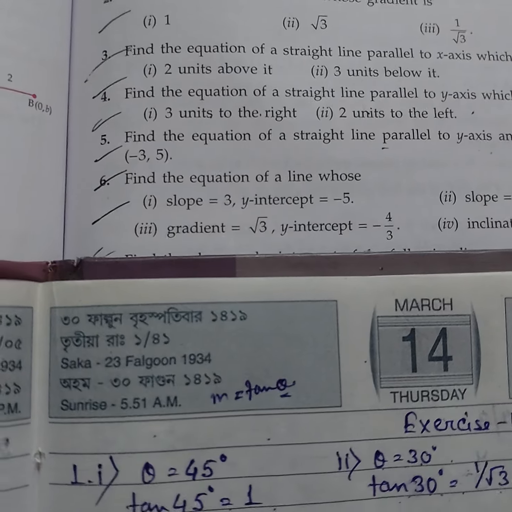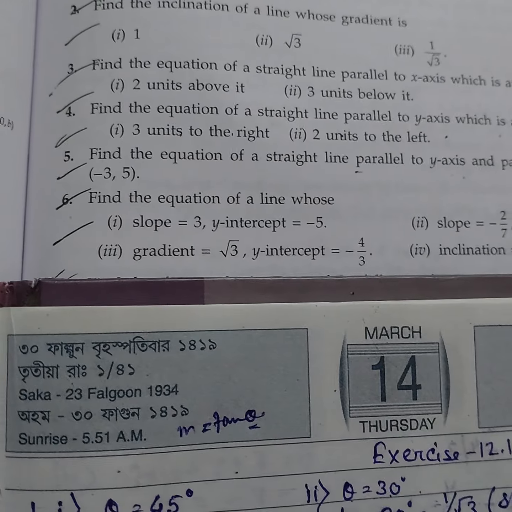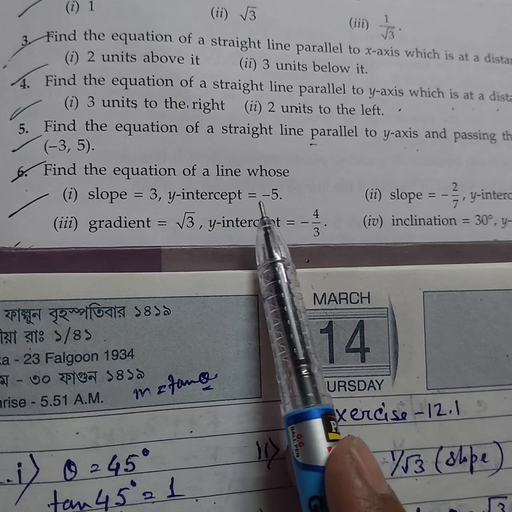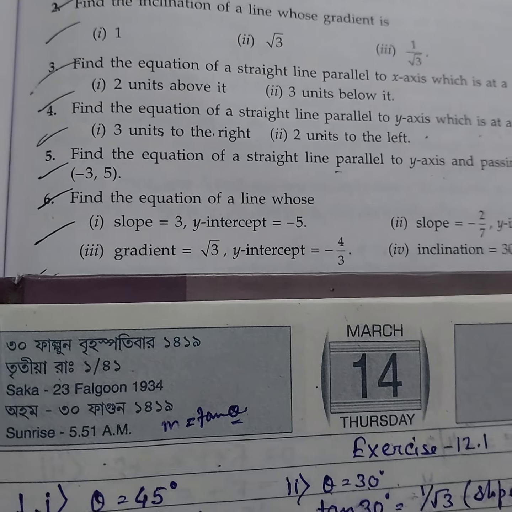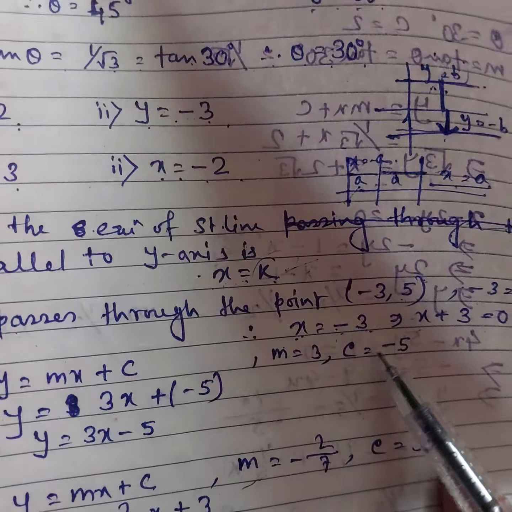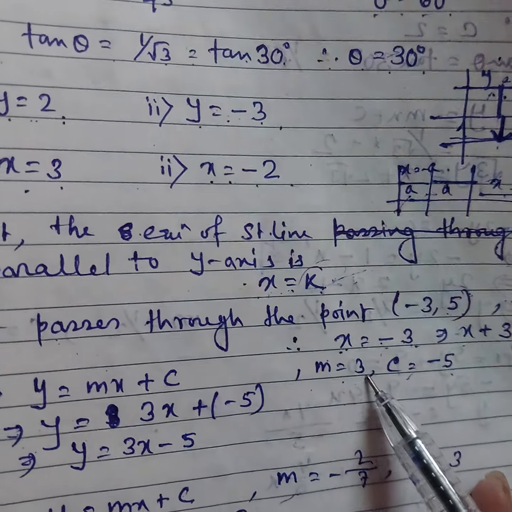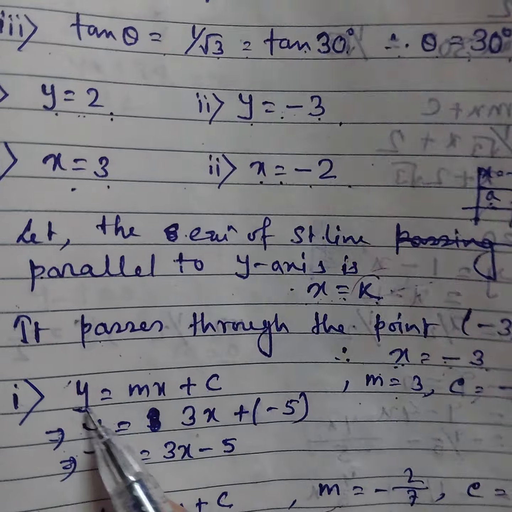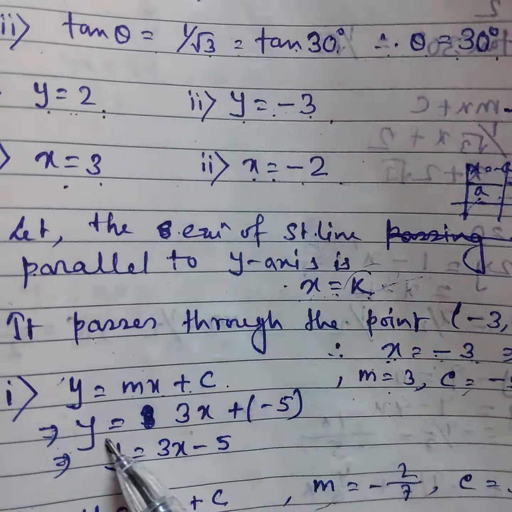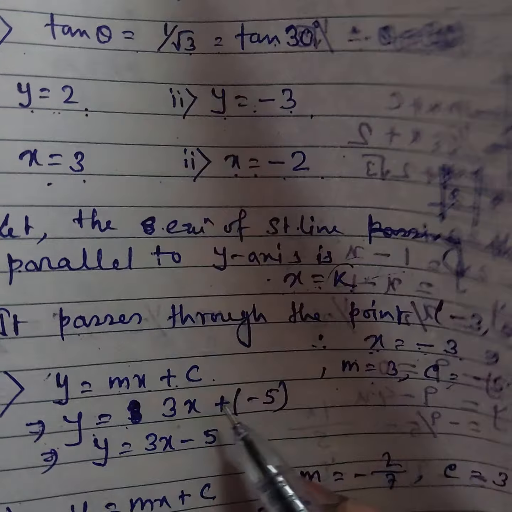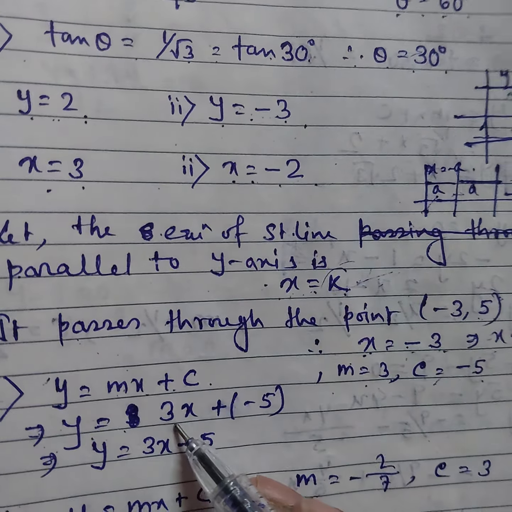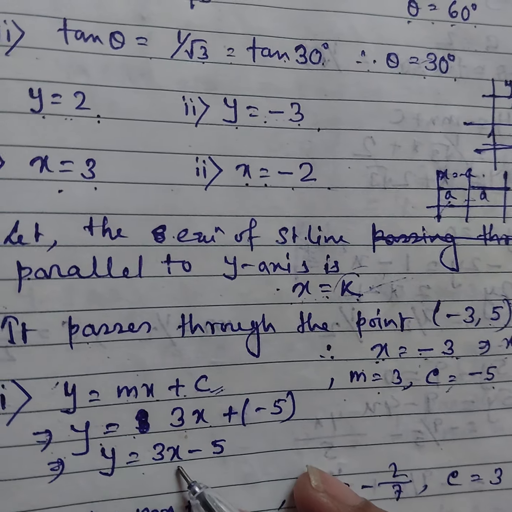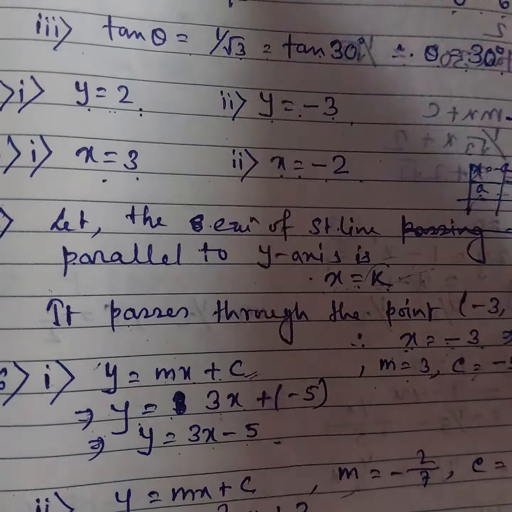Come to the next sum. The next sum is sum number 6(1). The equation of the line whose slope is 3 and y-intercept is equal to minus 5. Y-intercept means c. c is equal to minus 5 and m is given 3. So the y-intercept form equation is y is equal to mx plus c. In place of m put the value 3, that is 3x, plus in place of c put minus 5. So it will be y is equal to 3x minus 5. This is your equation.